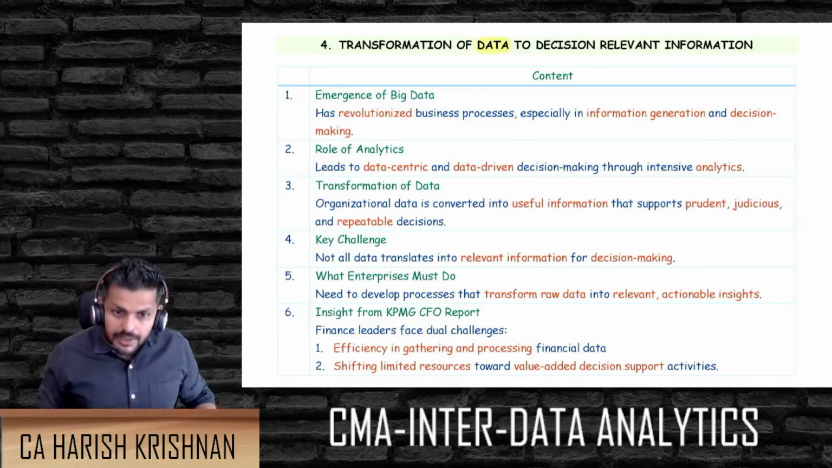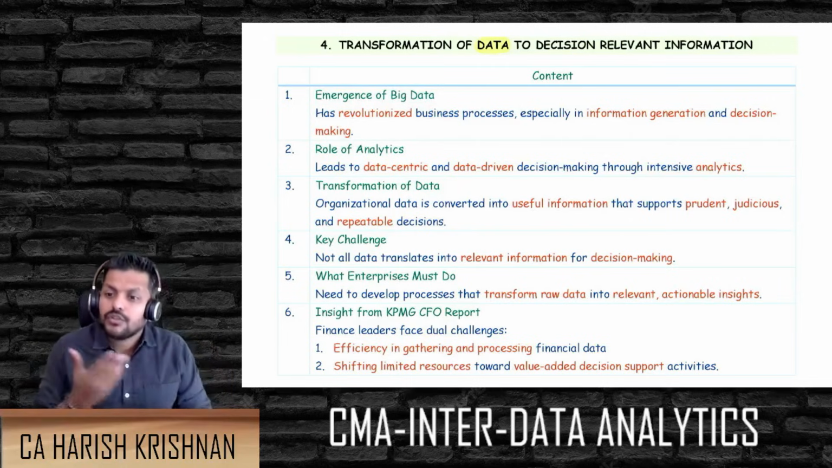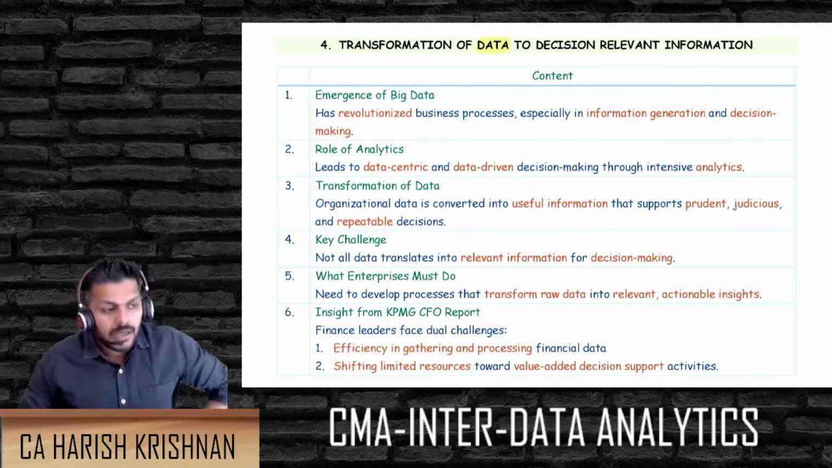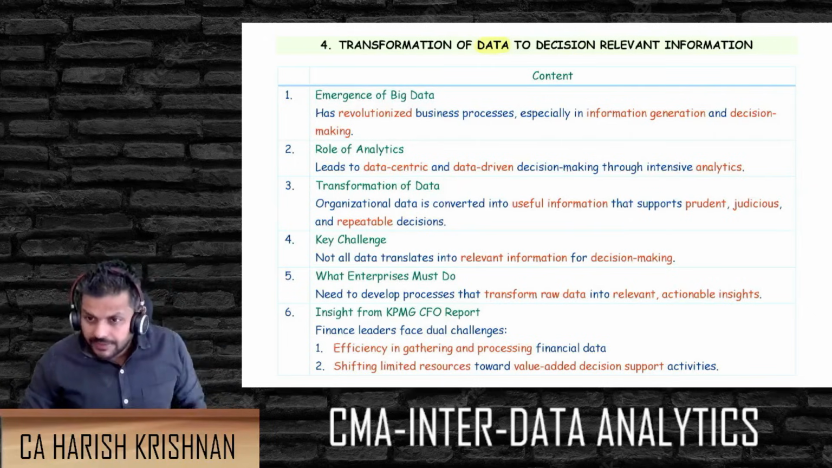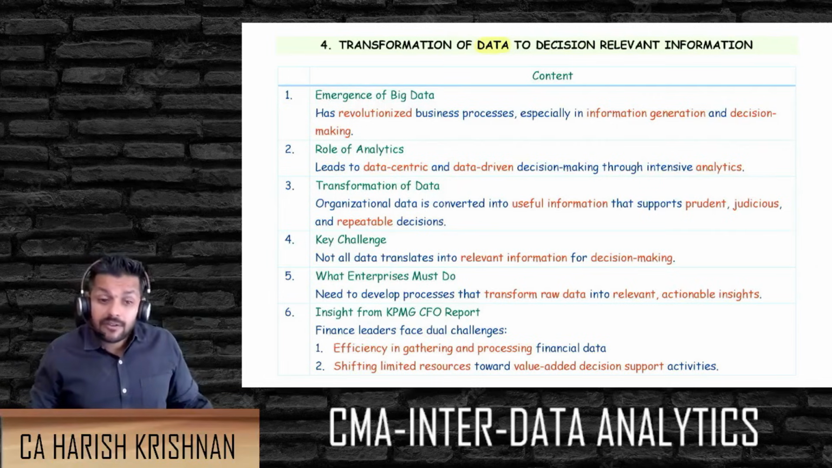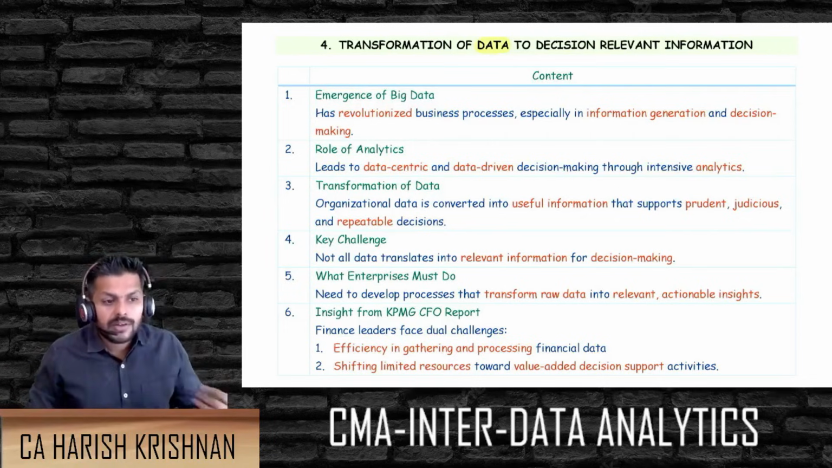Which means the point is, not all data that is transformed is useful for decision making. Very, very important point. Not all data that becomes information will also be relevant for decision making. So when you are making decisions, only some key data will be useful.